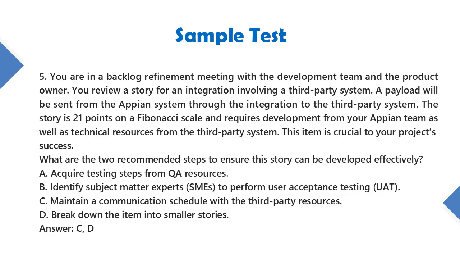A. Acquire testing steps from QA resources. B. Identify subject matter experts, SMEs, to perform user acceptance testing, UAT. C. Maintain a communication schedule with the third-party resources. D. Break down the item into smaller stories. Answer: C, D.